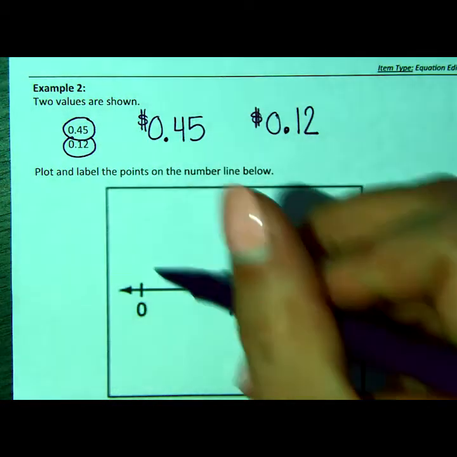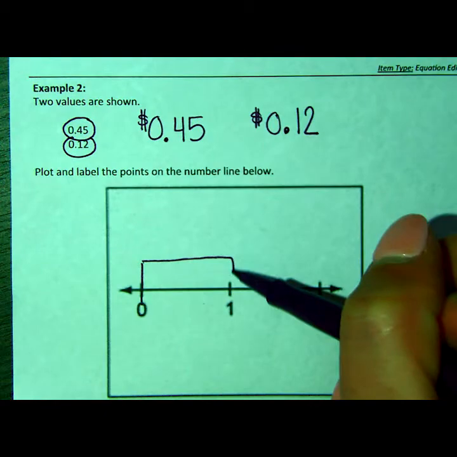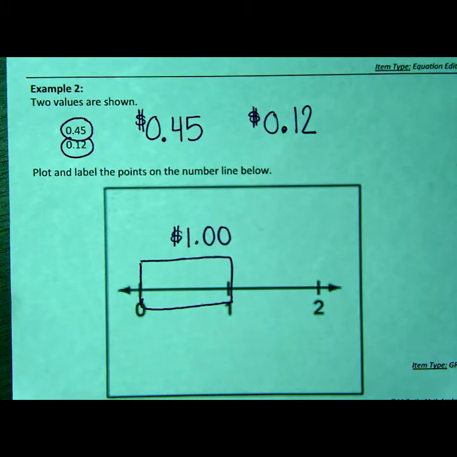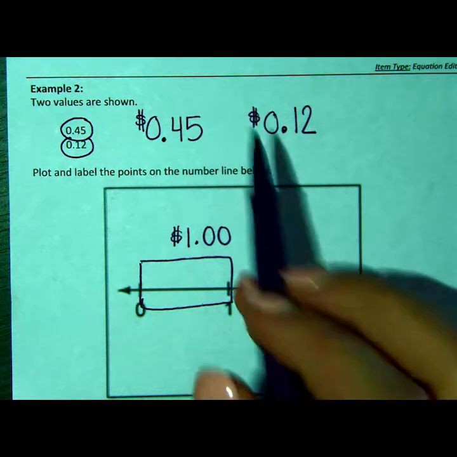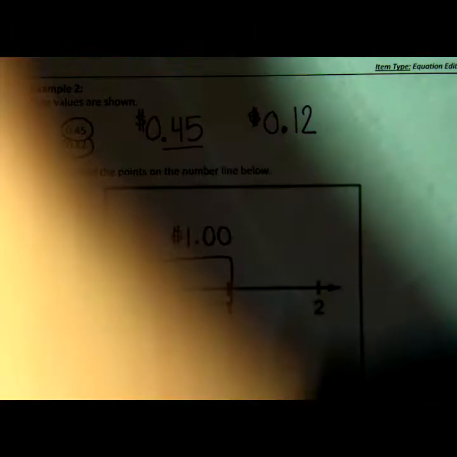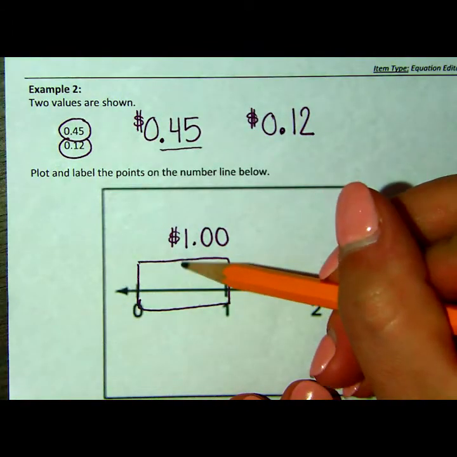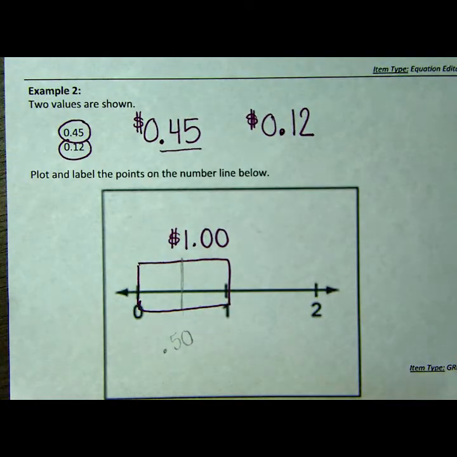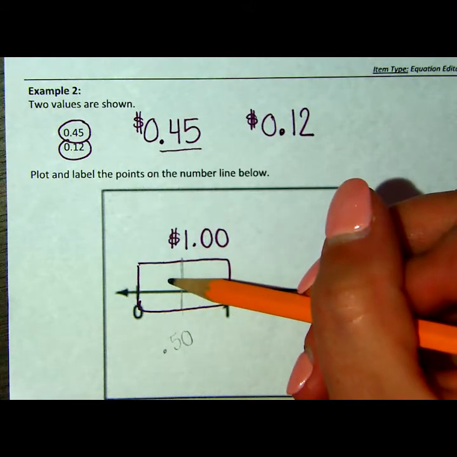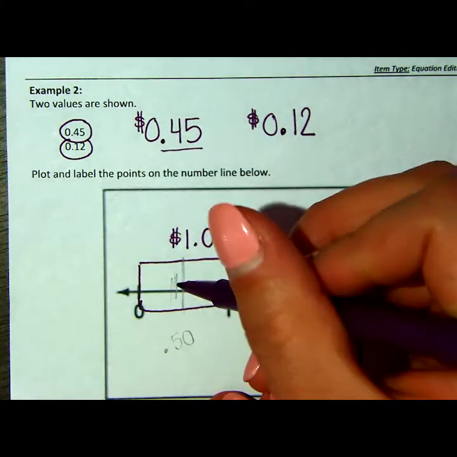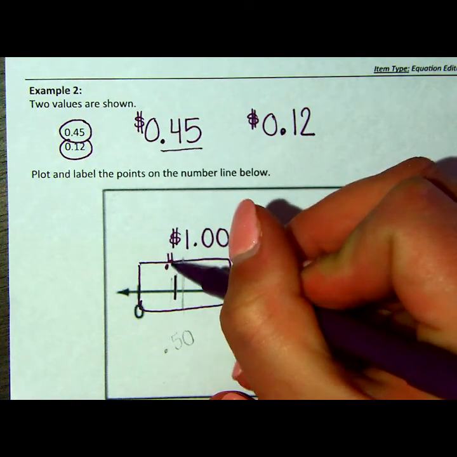We know that this could kind of represent like a whole dollar right here. That's the dollar, or 1 whole. We know that your dollar is broken into 100 equal parts, right? 100 pennies. And right here, we have to plot on the number line 45 hundredths. Well, I know that at about halfway, which would be about right here, that would be 50 hundredths, right? That's kind of what I'm thinking in my brain. So I know that 45 would be just slightly before this. So maybe like right here. So I can go ahead and label that on my number line. So that would be 45 hundredths.